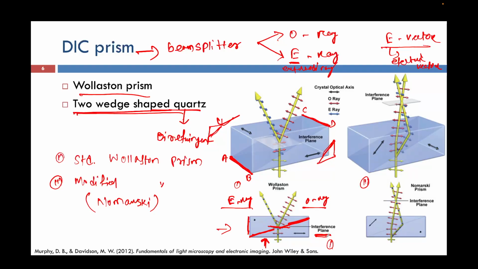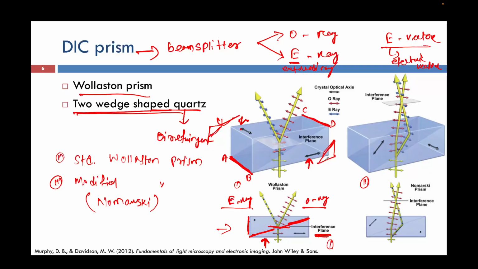It is not that it will not give an image, it will give an image, but it is not preferred that the interference plane lies inside the prism. In a standard Wollaston prism, if you can see, this is the optical axis for this side of quartz, and this is the optical axis for the other side of the quartz. So they are parallel to each other, right? They are parallel to the outer surface of the prism, right?